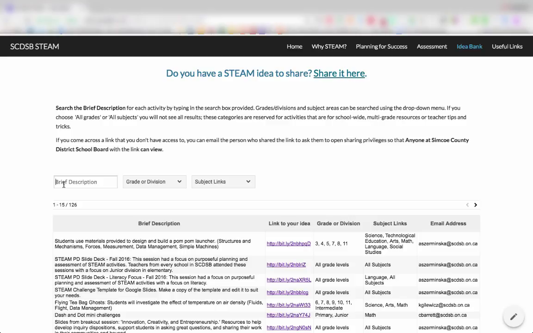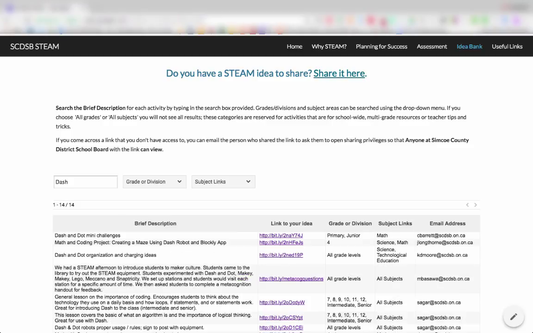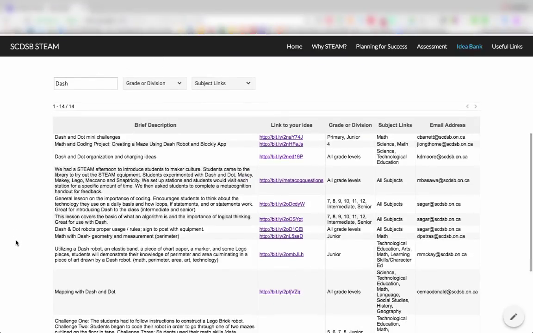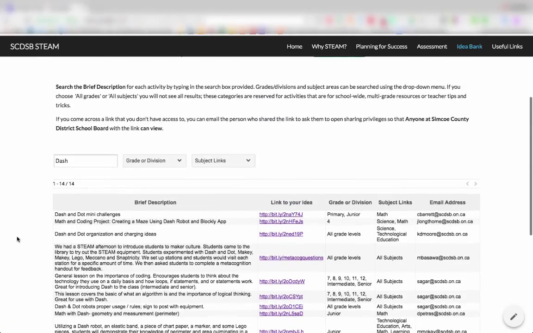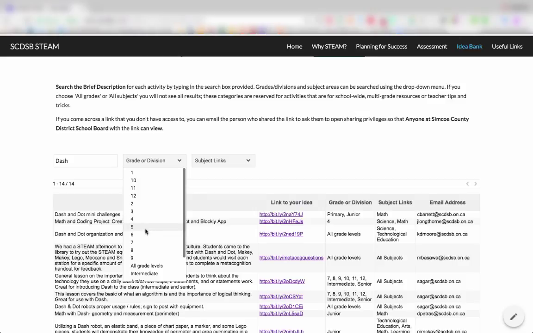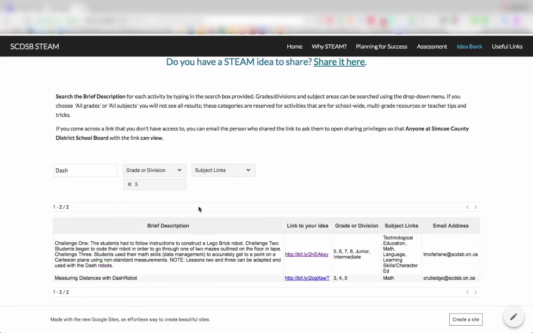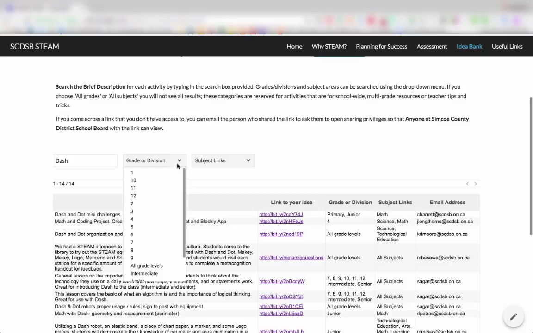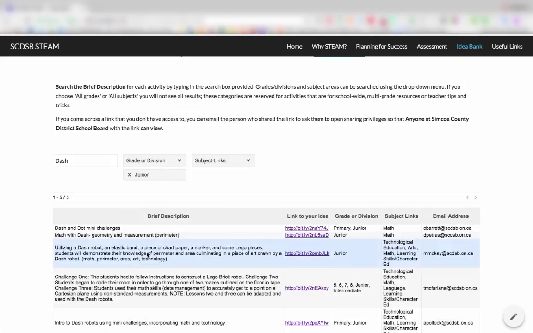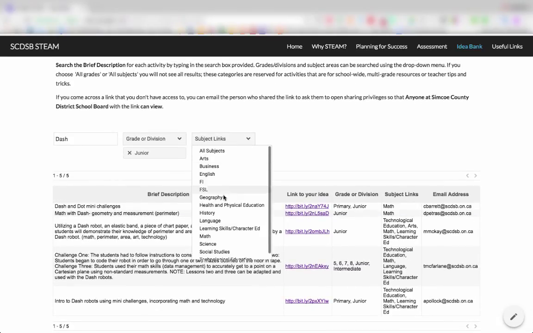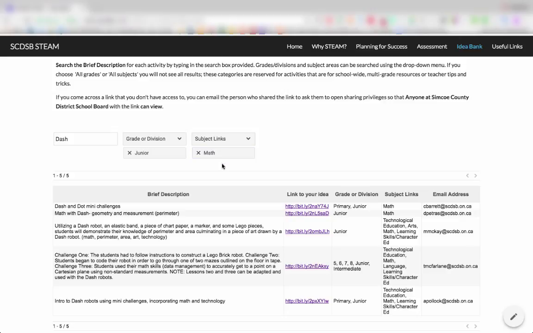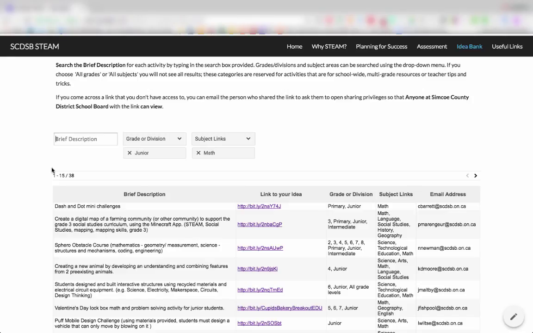So, for instance, if I have some robots at my disposal in my school and I don't know really what I can do with them with my class, I could search, for instance, Dash for the Dash robots and see a number of ideas people have shared with the different grade levels and subject connections in mind. We could take a look at a particular grade or a division. So I might look at what people have shared that they've tried with the junior division and look for math connections and check out those ideas and see how I might adapt them for my students.